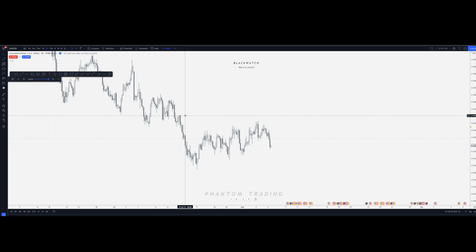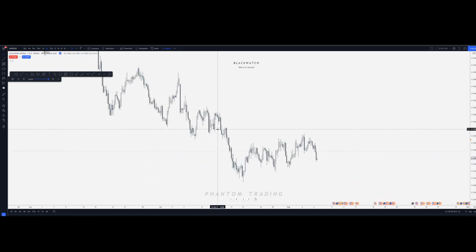So the first thing I want to do is assess current price. What is price doing? Why are we getting higher highs and higher lows? Based on what I'm seeing here, I would say that price is probably just pulling back on the higher time frame, like the daily or something like that.